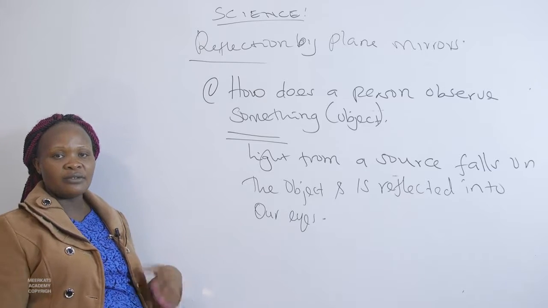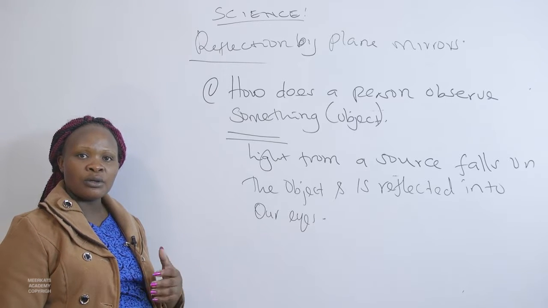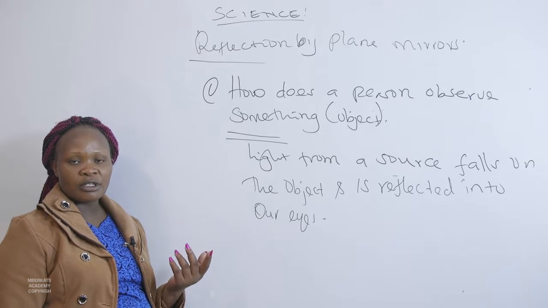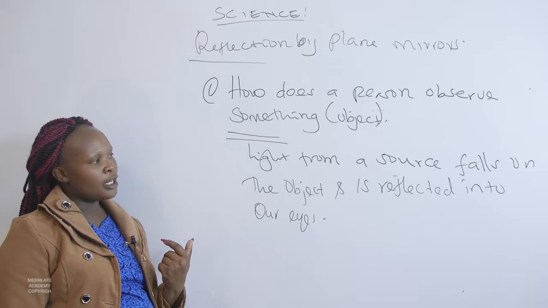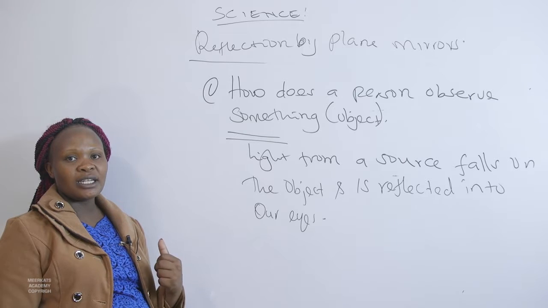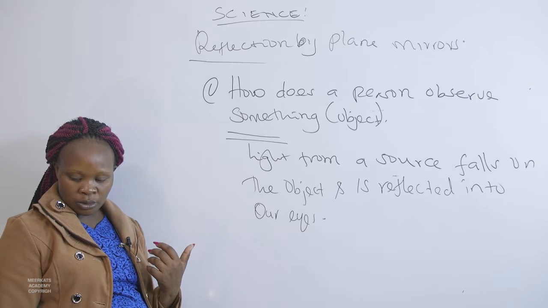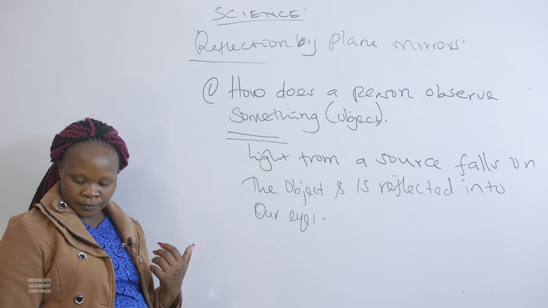That you will have light from some source, say a bulb, a candle, the sun, the stars. Any luminous material produces light. That light will travel to the object, it is reflected to your eyes, and that way you are able to observe.